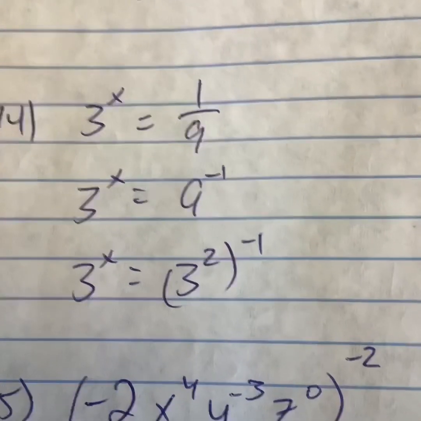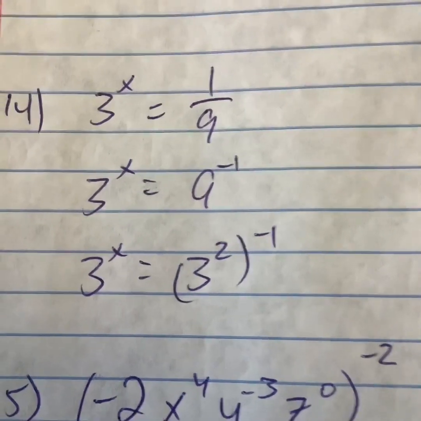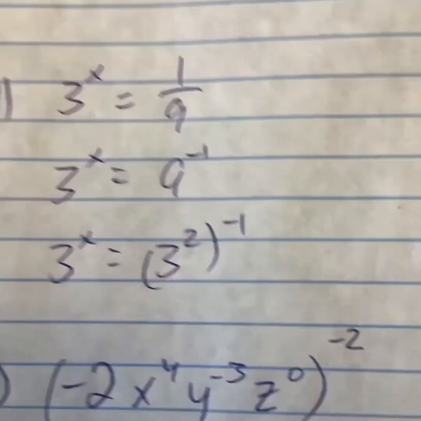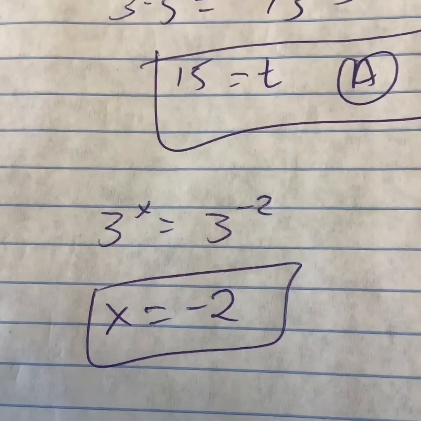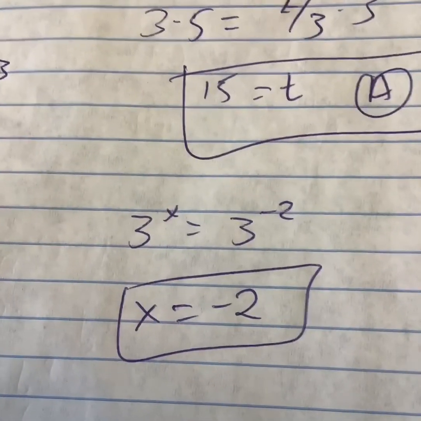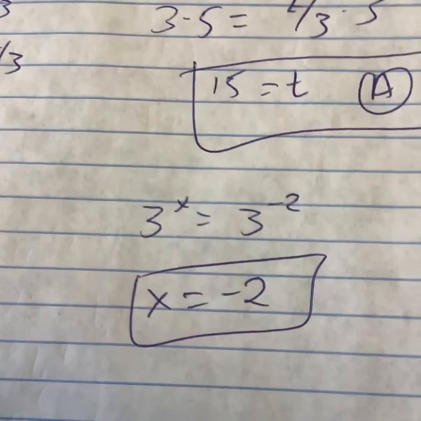3 to the x equals, well, 9 is just 3 squared. So 3 to the x equals 3 squared raised to the negative first power, which means we get 3 to the x equals 3 to the negative 2. Drop the bases, and we get x is equal to negative 2.